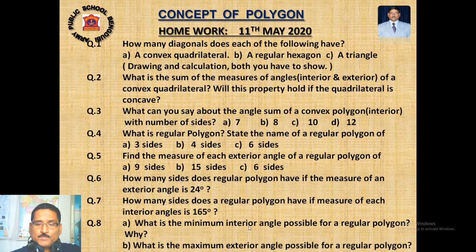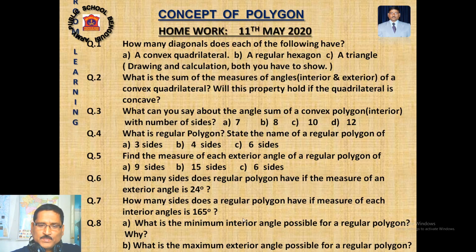What is the maximum interior angle possible of a regular polygon? What is the minimum interior angle possible of a regular polygon? So what is the first regular polygon? Triangle. Which type of triangle? Equilateral. Its interior angle is what? 60 degrees. Okay, minimum is 60, because with fewer than 3 sides we cannot make a polygon. So minimum is 3.